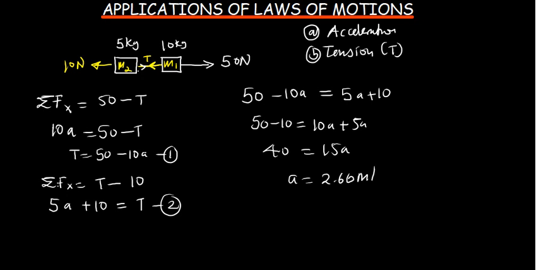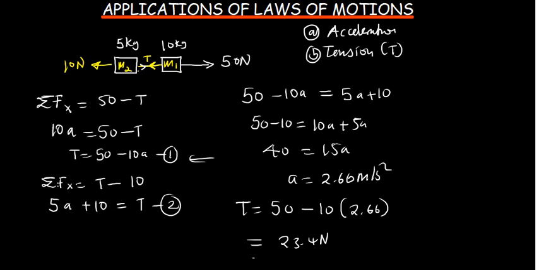To find now the tension, you can use one of these equations. Tension is going to be, let's use the first one, 50 minus 10. Where there is a, we are going to put 2.66. So that is 50 minus 2.66 times 10, that will be 26.6. So that is going to be about 23.4 newtons. So this is going to be the tension in this case. It becomes different.